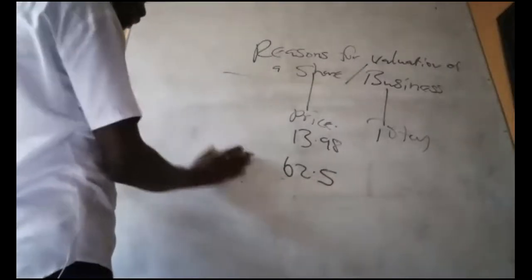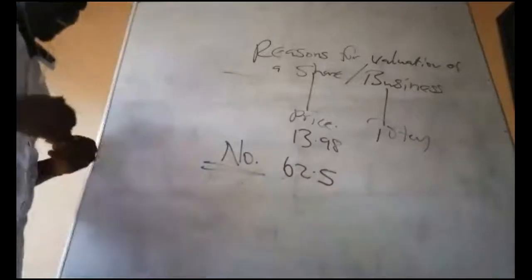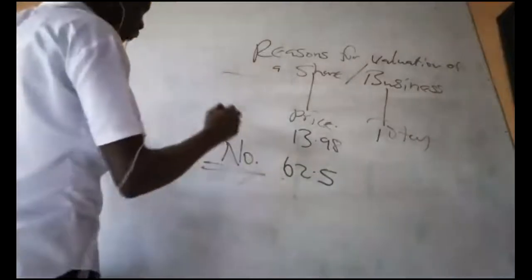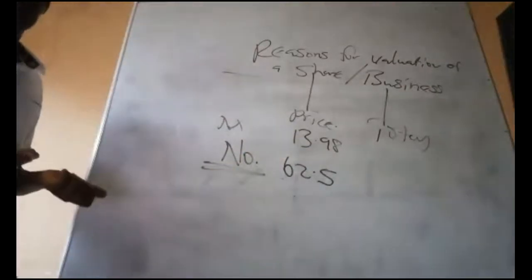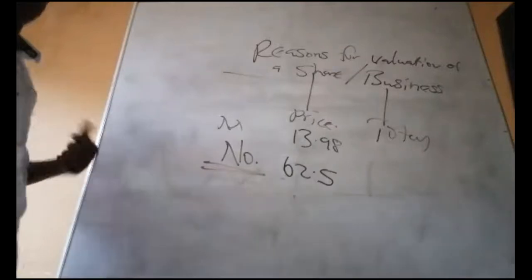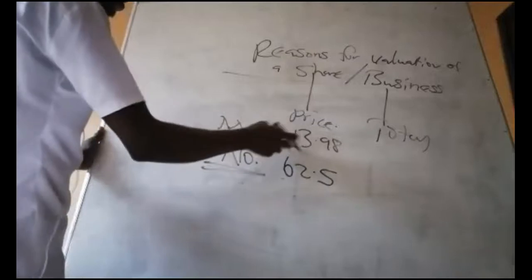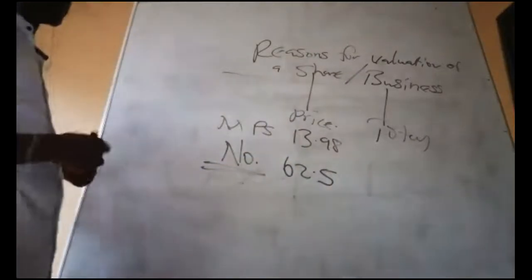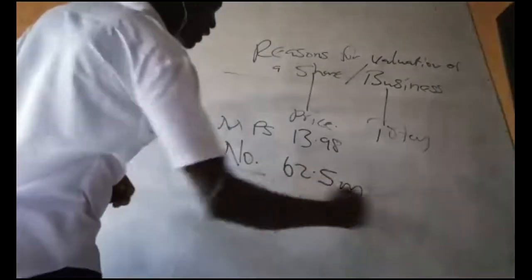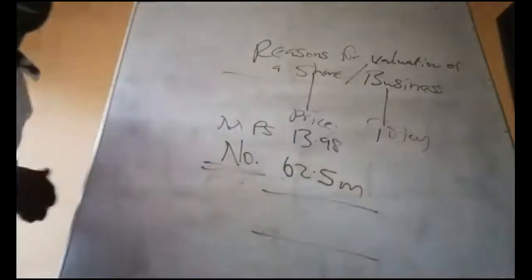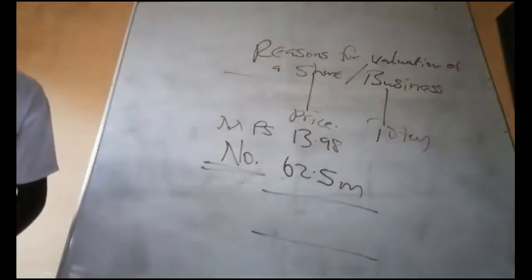So the number of shares. So now I know Unilever's market price. I got this information from the stock market because it's a listed company. I didn't go through any process. So the market price of Unilever per share is 13.98. Then the number of shares, they have 62.5 million shares. What's the market value? What's their market capitalization? We call it market capitalization. That's your market value. You can tell me.